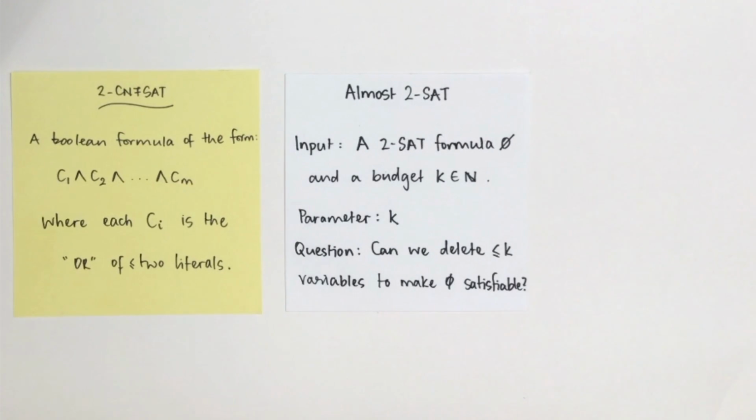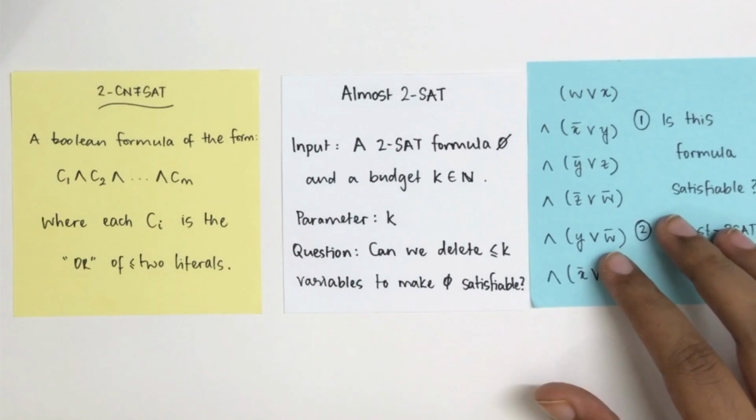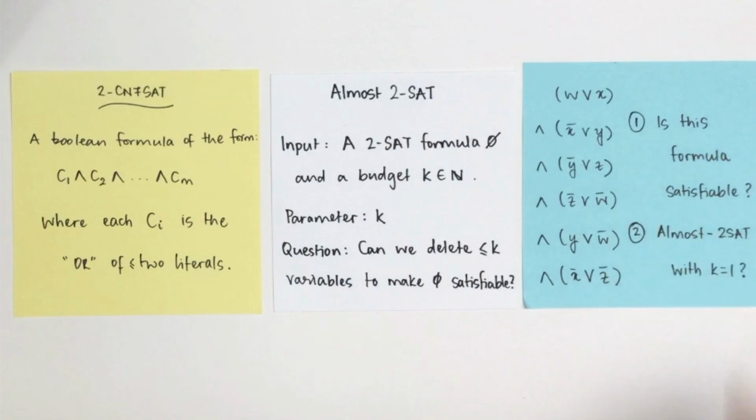So just to get some practice with the definition of almost 2SAT, let's just think about a specific example. So here is a 2SAT formula, and I'd like you to take a pause here to think about whether the formula is satisfiable or not. And just in case it turns out to be not satisfiable, think about whether it's almost satisfiable with a budget of 1. So feel free to take a pause here and come back once you've had a chance to think about this.